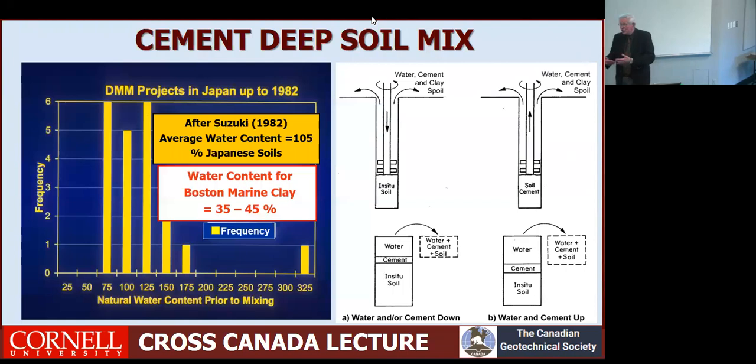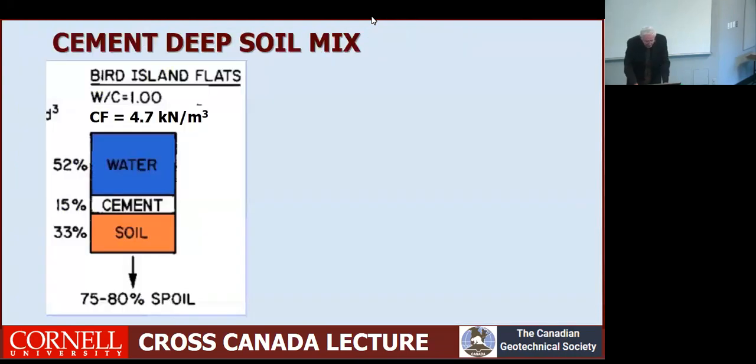In essence, if you use your downward installation of the soil mix element to inject your water, you're actually creating an equivalent water content as the Japanese had encountered in their soils. And you could blend this stuff so much better as you retracted your augers, putting the cement into place. So that was a technique that we had to learn.